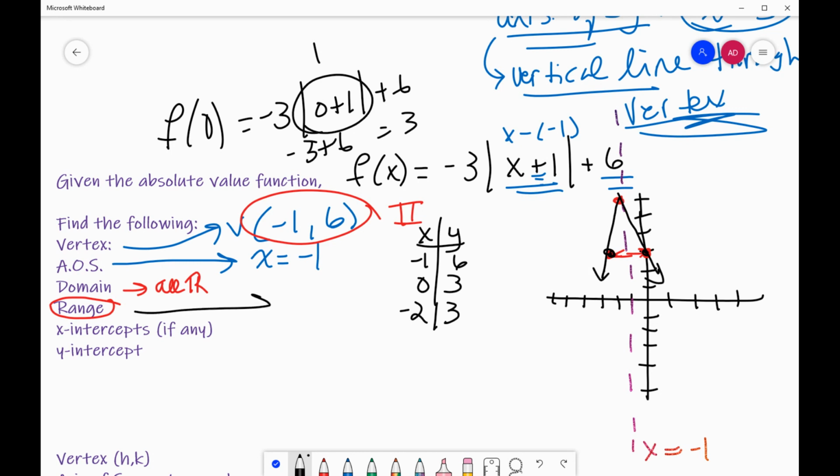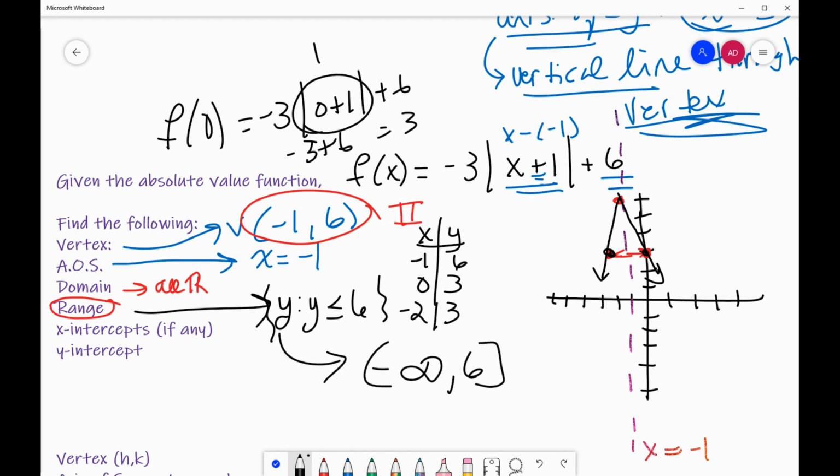So then the range, by the way, is opening down. So my range is going to be all y's that are less than or equal to my k. All right, and us Honors Algebra 2 crew, we do it in interval notation, negative infinity up to 6. But if you don't want interval notation, because this is to everybody, then you can always do it with the inequalities. And it's opening down. Fair enough?